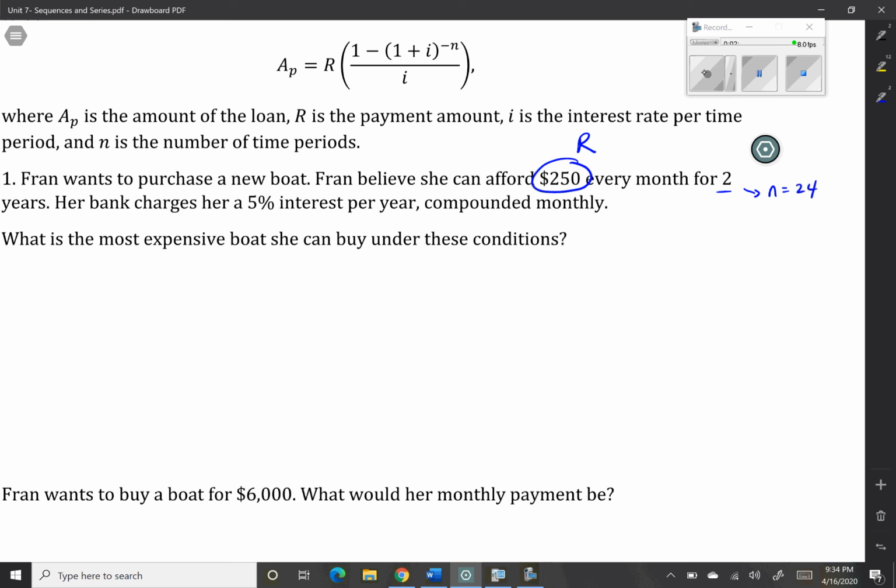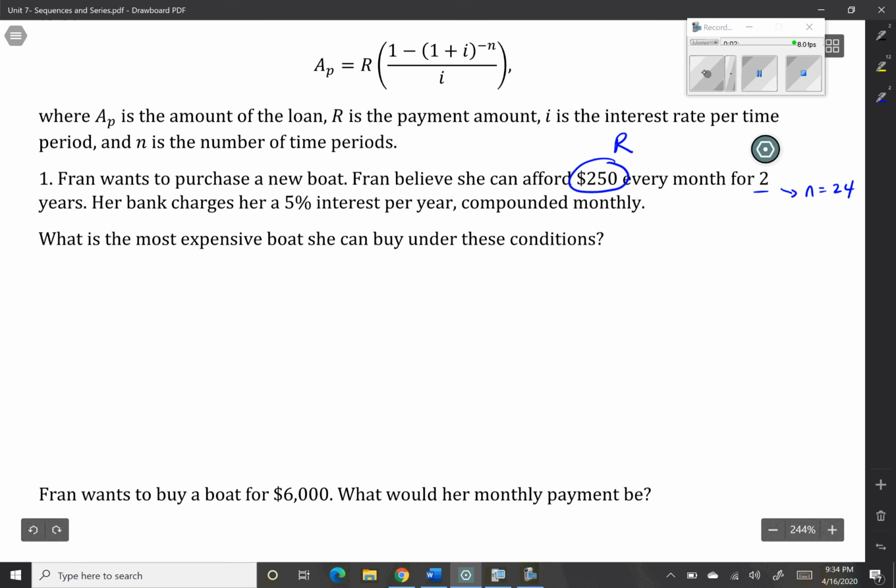It then says her bank charges her 5% interest compounded monthly. So anything that's a monthly payment, that interest is going to compound monthly. They don't even have to say that, which you'll actually see in the next problem. But for this one, we need to figure out what I is. So I is going to be 0.05 divided by 12. If you type 0.05 divided by 12 into your calculator, it's a nasty decimal. It doesn't terminate. It's a repeating decimal that goes on forever. So we don't want to use a decimal there. We're going to keep that value as a fraction.